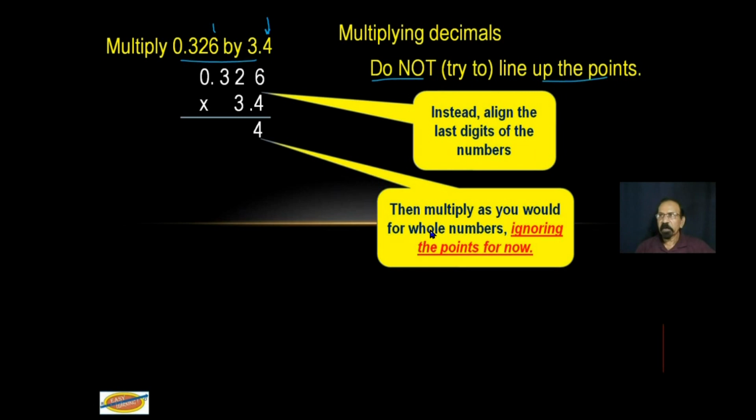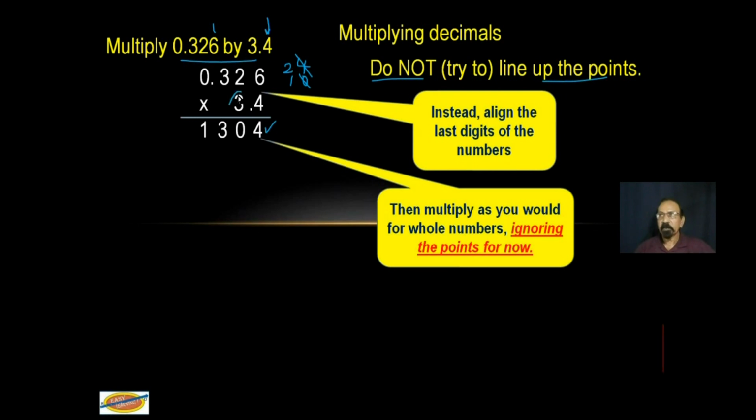So you know how you do that now. We multiply by this 4. 4 times 6 is 24. We cross out that 4 and put it here. 4 times 2 is 8 and 2 is 10. We put that 0 there. 4 times 3 is 12 and 1 is 13. And you put down the whole 13 there. Forget about the point for now.